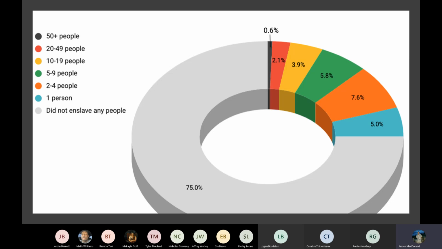25% of Southern families owned slaves. And you're thinking, no, with all the numbers you just gave me, that's impossible to compute, but it's true. Slave holding was a minority in the South. 25% of Southern families owned slaves. That means 75% did not.